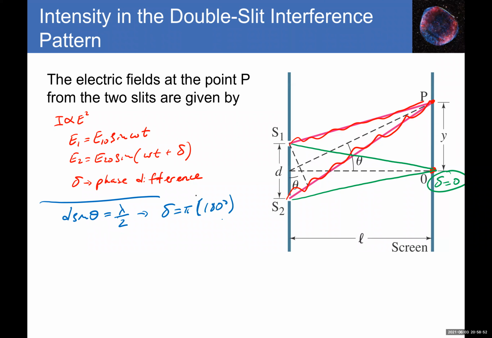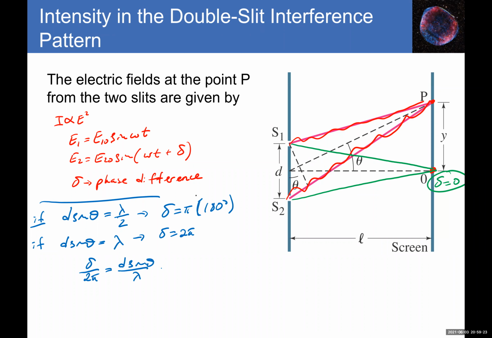But if d sine theta is equal to lambda, then the two waves differ by a phase of 2 pi. That means, in general, delta over 2 pi is equal to d sine theta divided by lambda.